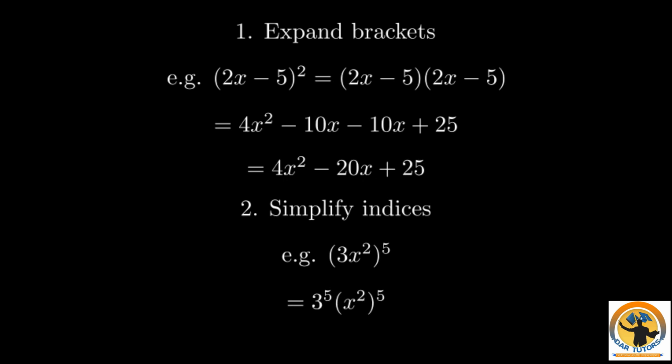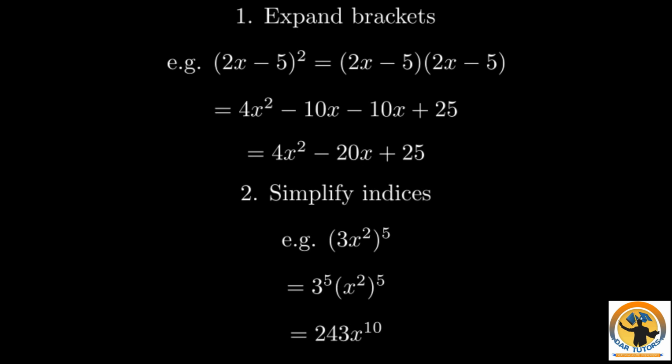Remember the rule for powers of powers. You multiply the exponents. 3 to the power of 5 is 243, and (x squared) to the power of 5 is x to the power of 10. So the simplified expression is 243x to the power of 10. These two skills, expanding brackets and simplifying indices, are the building blocks for understanding binomial expansion.